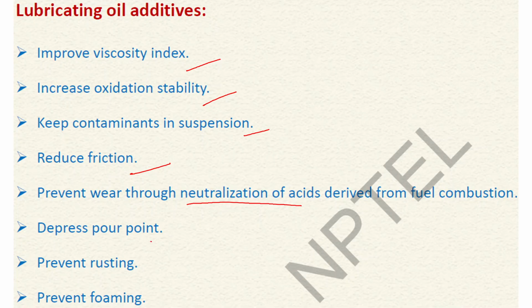And pour point depressants are added for easy pourability of the lubricating oil. Then anti-rusting agents to prevent rusting, and foaming inhibitors also are added as additives.